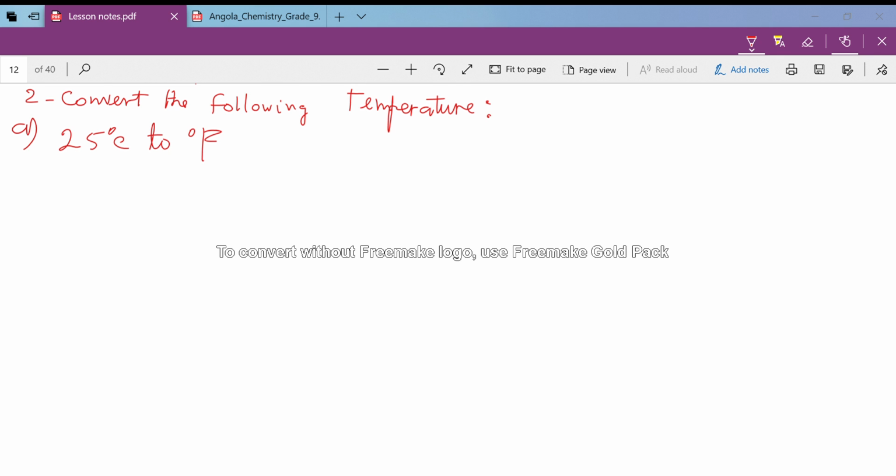This is A, and B would be minus 10 degrees Celsius to degrees Fahrenheit, and C would be minus 3.25 degrees Celsius to degrees Fahrenheit. Can you stop the video and try to solve these three exercises?